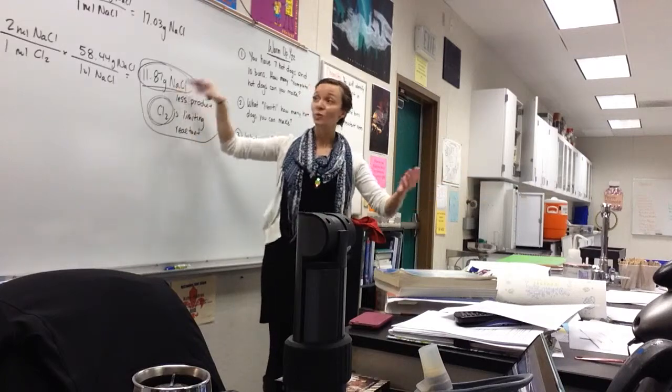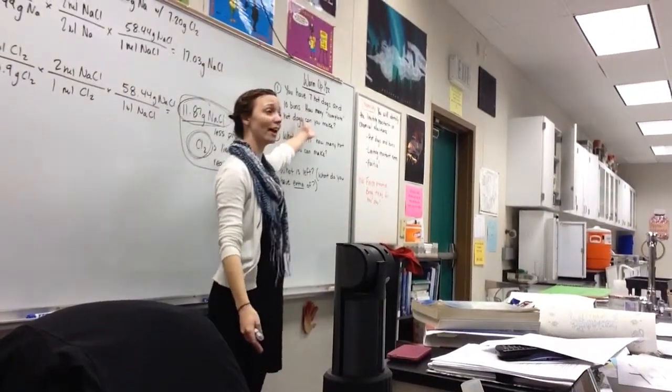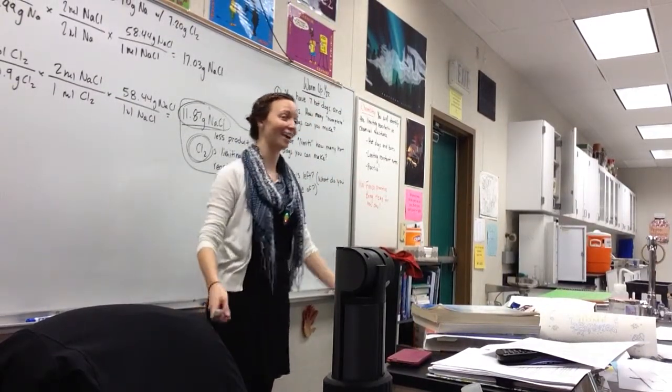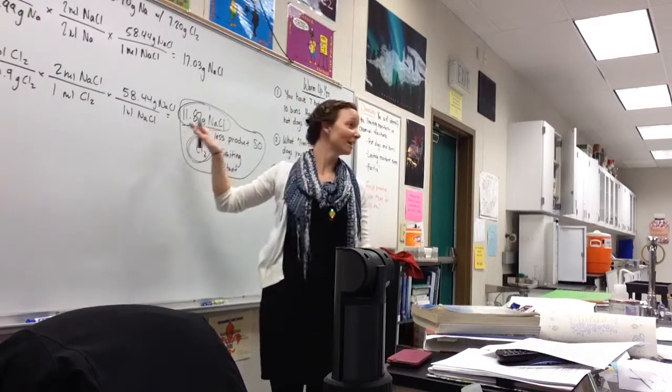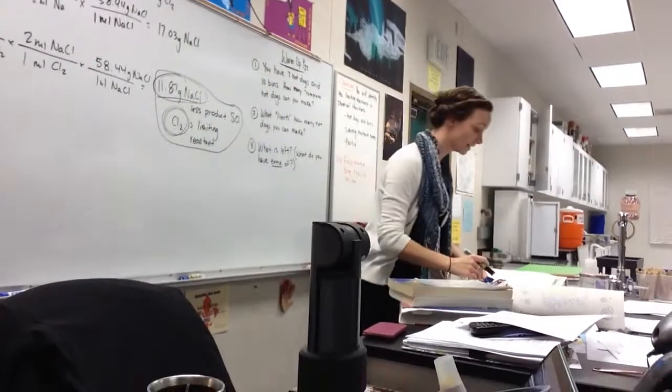11.87, because once we use all the chlorine up, it's got to stop. Just like how once you use all the hot dogs up, you got to stop making hot dogs. Okay? There you go. So there it is. So now we know we can only make 11.87 grams. Are we good to go? We're ready to go.